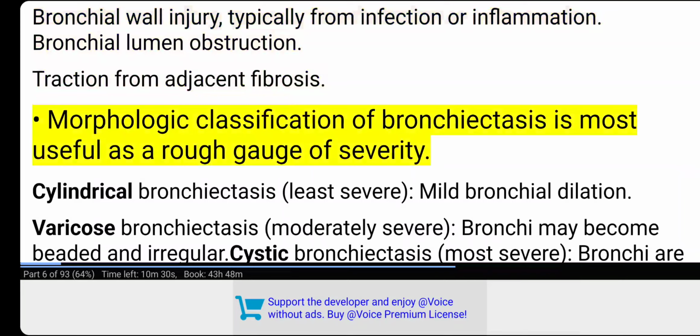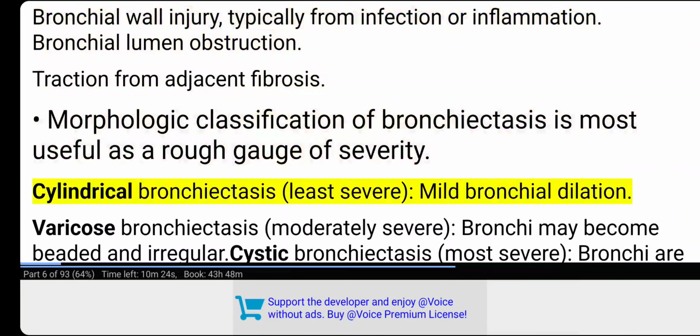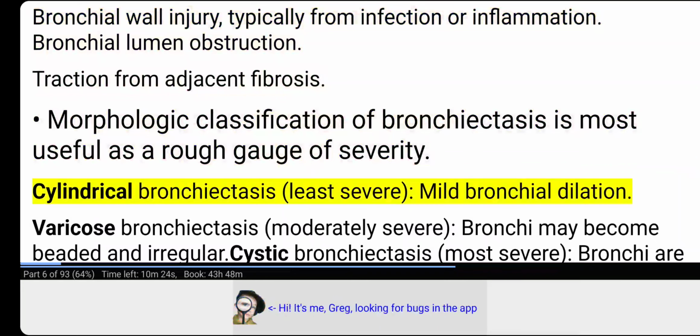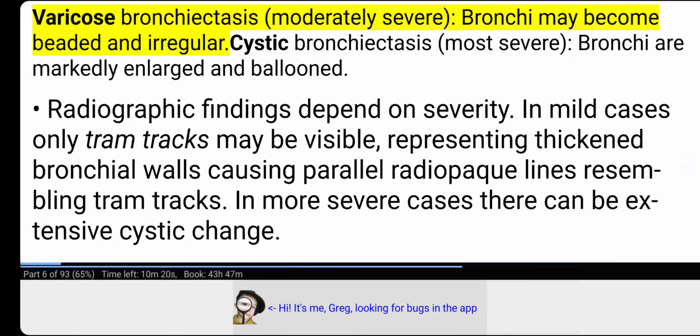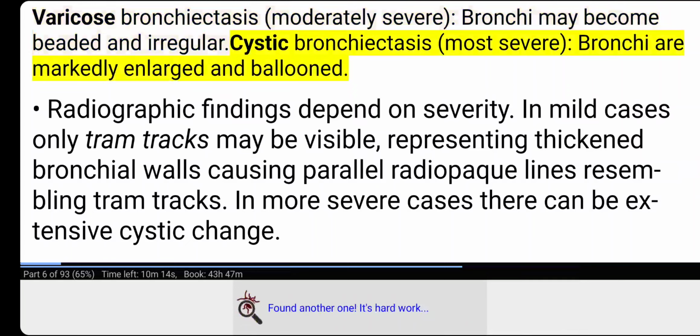Morphologic classification of bronchiectasis is most useful as a rough gauge of severity. Cylindrical bronchiectasis, least severe, mild bronchial dilation. Varicose bronchiectasis, moderately severe, bronchi may become beaded and irregular. Cystic bronchiectasis, most severe, bronchi are markedly enlarged and ballooned.